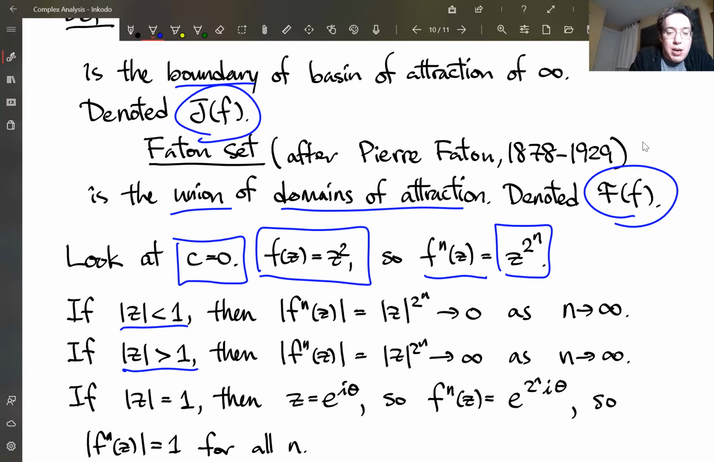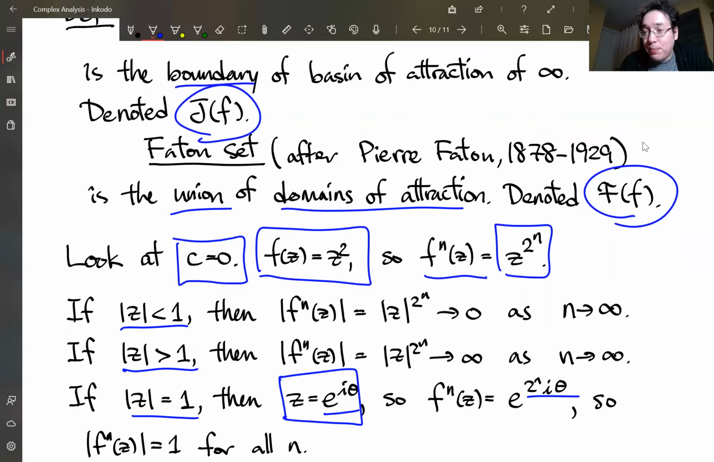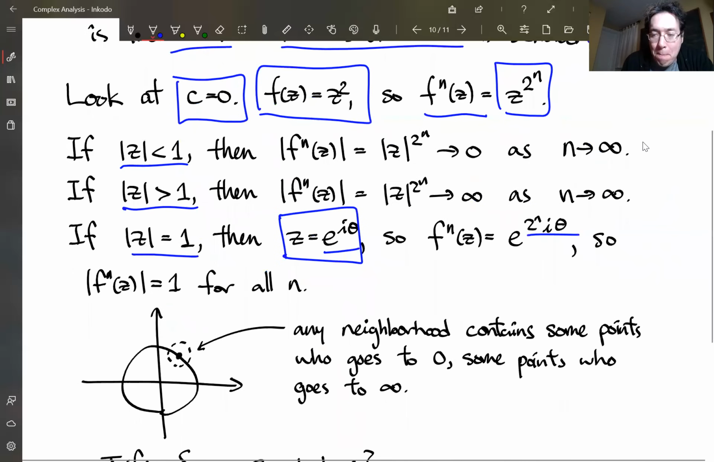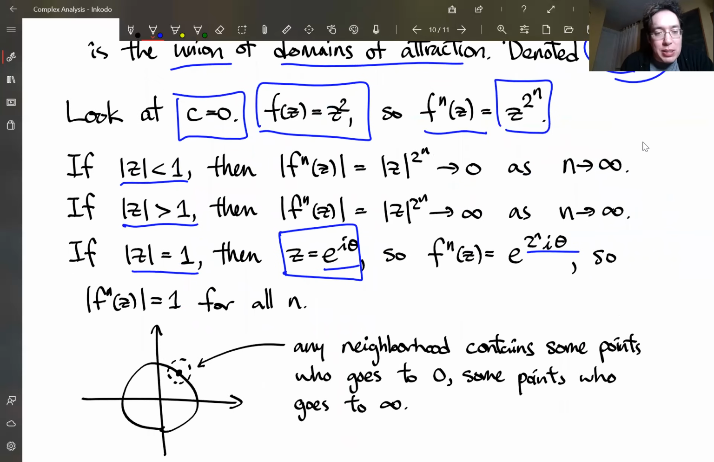Okay. If the modulus is exactly equal to 1, then it's on the unit circle. So those z's look like e to the i theta. And if you raise those to a large power, basically e to the power of 2 to the n theta i. So the angle is rotating in this circle. Okay. So if you start with modulus 1, it stays at modulus 1.